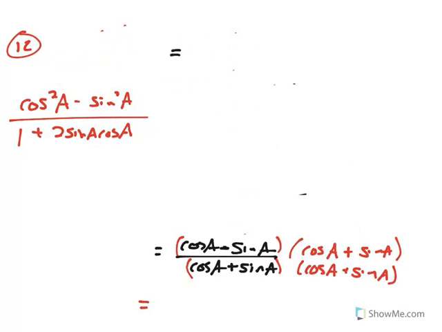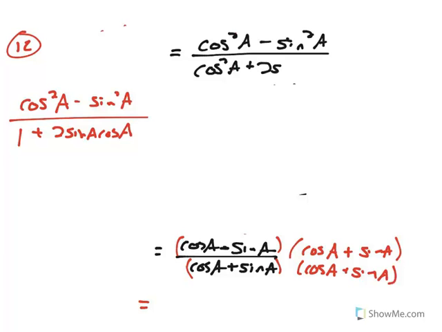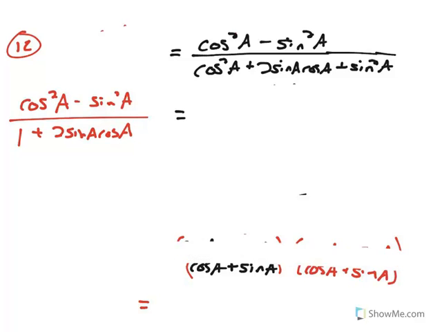It's going to give us cosine squared of A minus sine squared of A. The middle two terms of that multiplication end up canceling out. The denominator is going to give us cosine squared of A plus 2 sine of A cosine of A plus sine squared of A, which gets us closer because our numerators are identical.